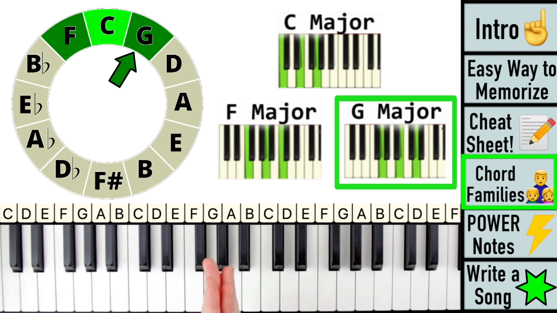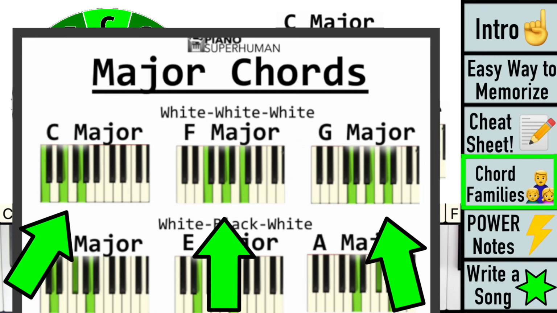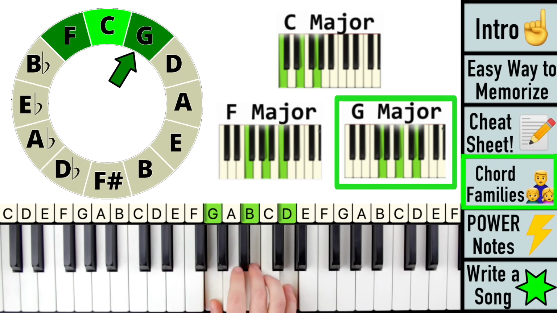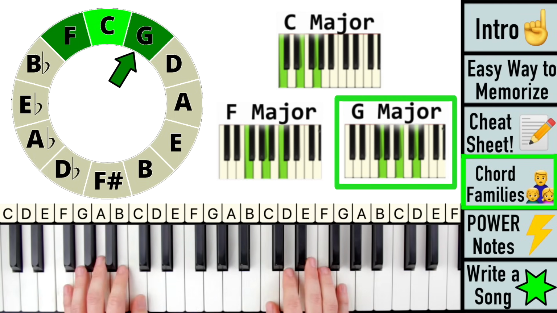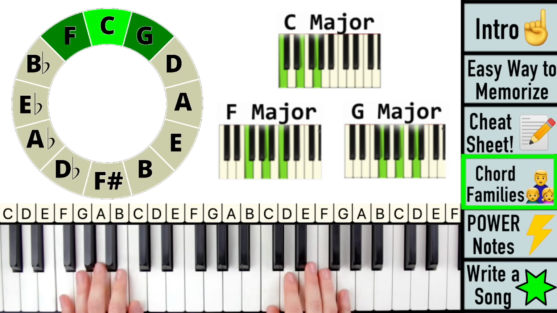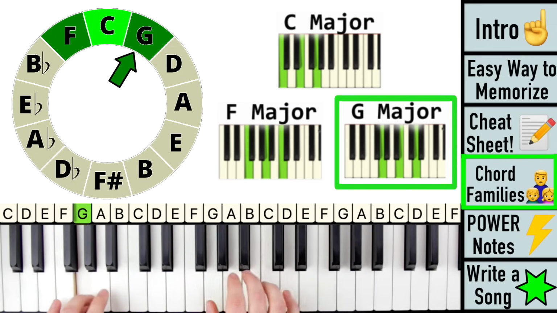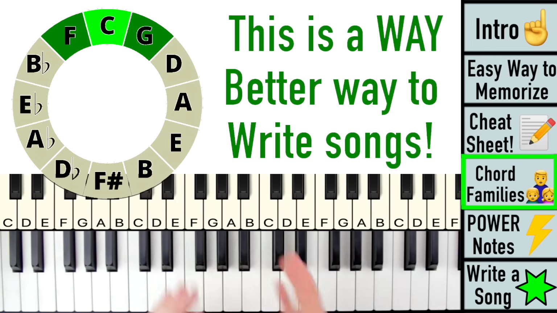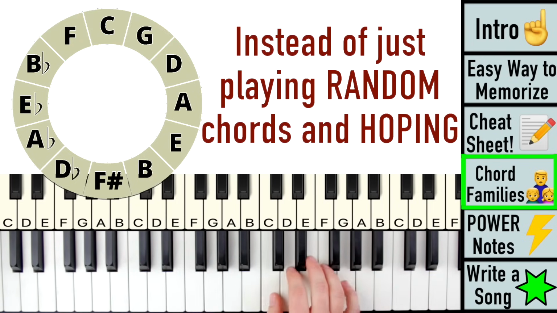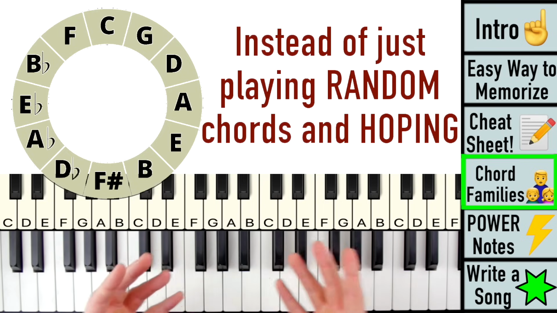By the way, if you don't know your chords yet, you can find them on the major and minor chords cheat sheets that you just downloaded. So if we take these 3 chords, C, F, and G, and I'm just going to play the root note in my left hand, they will always sound good together. And so this is a way better way to write songs as opposed to just playing random chords like this and just hoping they sound good together, which they usually don't.